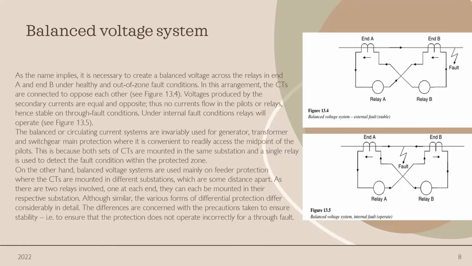On the other hand, balanced voltage systems are used mainly on feeder protection, where the CTs are mounted in different substations, which are some distance apart. As there are two relays involved, one at each end, they can each be mounted in their respective substation, although similar. The various forms of differential protection differ considerably in detail. The differences are concerned with the precautions taken to ensure stability, to ensure that the protection does not operate incorrectly for other than a true fault.